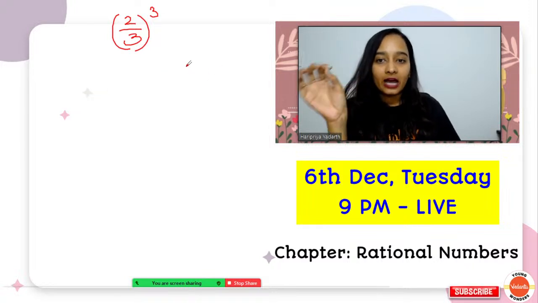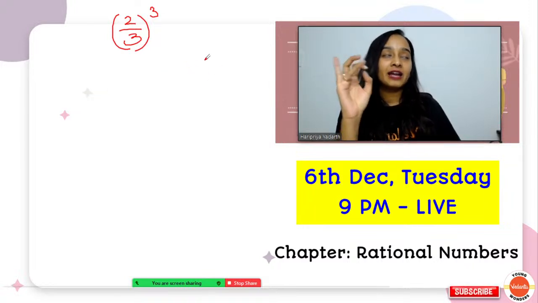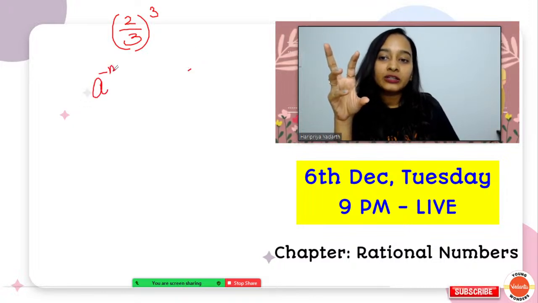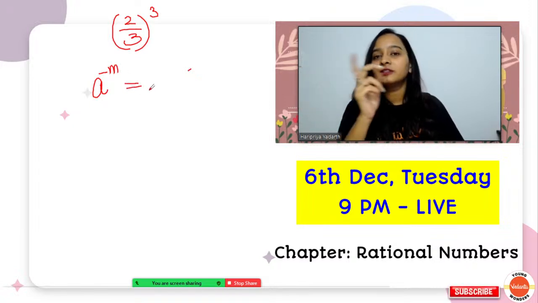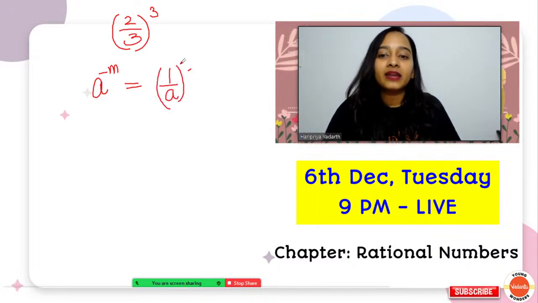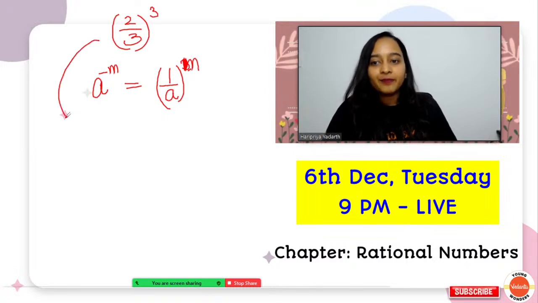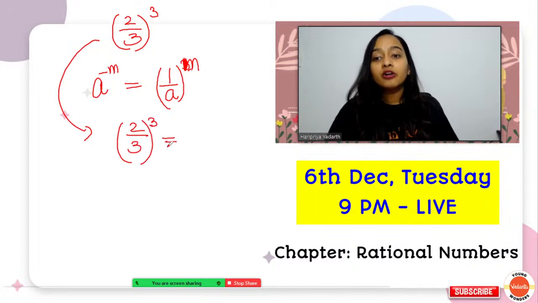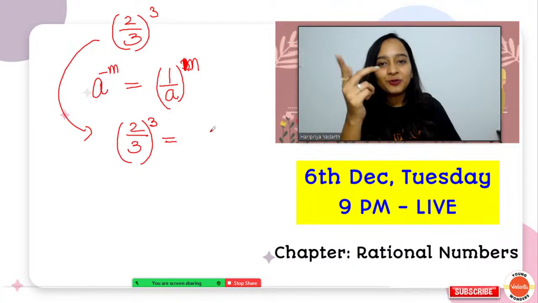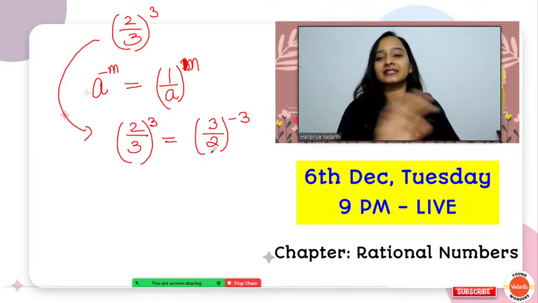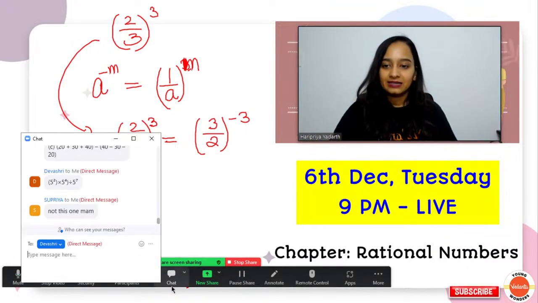I'll tell you how to do it. Now, guys, we have learned a law of exponents: any number to the power of a negative exponent, you have to change it into the positive one. How do we do that? We reciprocate the base and make the power positive. Now here you already have a positive power, 2 by 3 whole to the power 3. Now how do you change the power to a negative one? Reciprocate the base. So it will become 3 by 2 whole to the power minus 3. That's it. Did you understand?